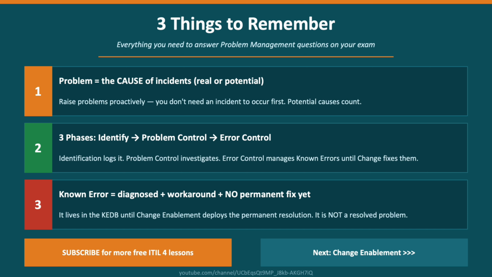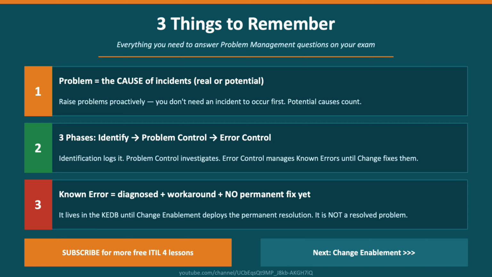Question number 4 says which ITIL 4 practice is responsible for deploying the permanent fix identified through problem management? Incident management? No. Problem management itself? No. Service request management? No. So what is it? It is change enablement. Any big fix you need to deploy for any problem, you need to have the change management process in place, and then you can deploy them nicely.